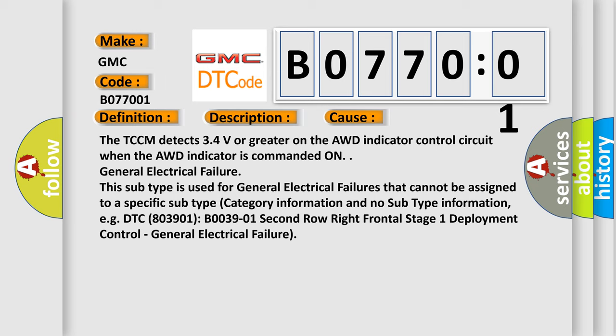General electrical failure. This subtype is used for general electrical failures that cannot be assigned to a specific subtype category and no subtype information, e.g. DTC 800-3901-B0039-01, second row right frontal stage 1 deployment control, general electrical failure.